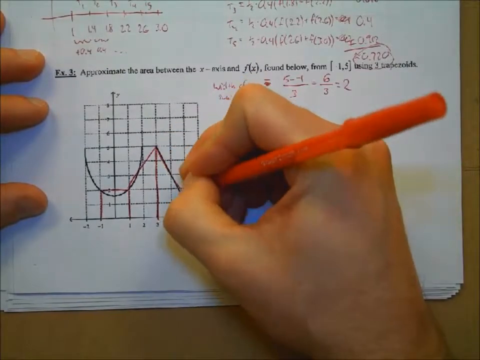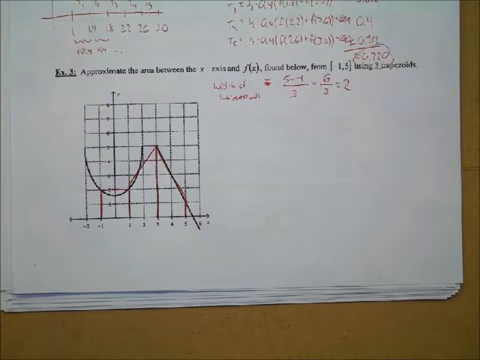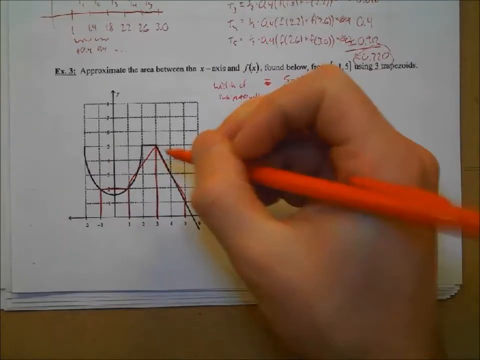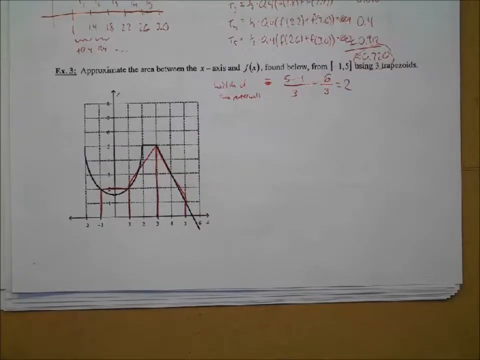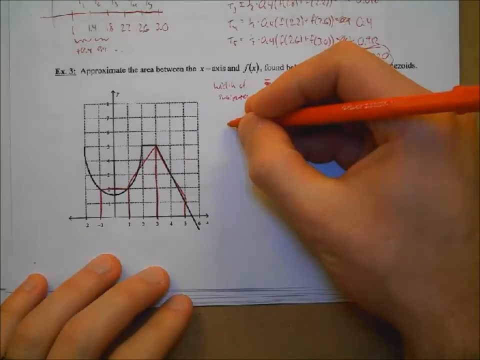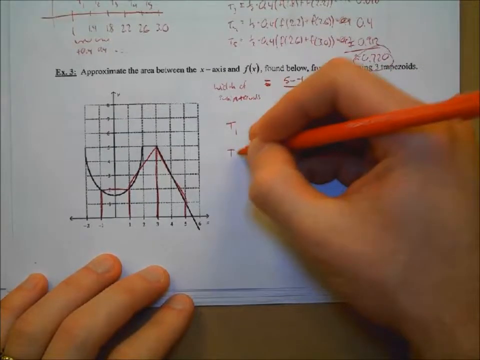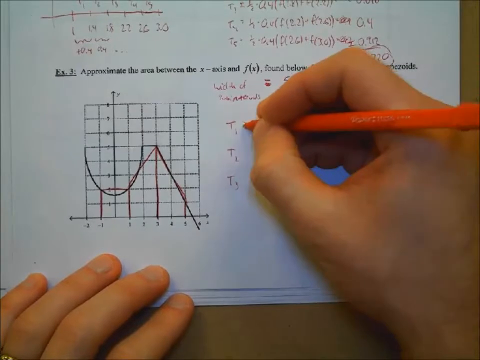This function is most likely what kind of function? It's probably piecewise, right? If you just look, we have a parabola, we have a constant, and we have a linear piece, so it's most likely piecewise here. So this is how you could potentially do this, using a piecewise function. Anyway, let's go about our 3 trapezoids here: T1, T2, and T3.